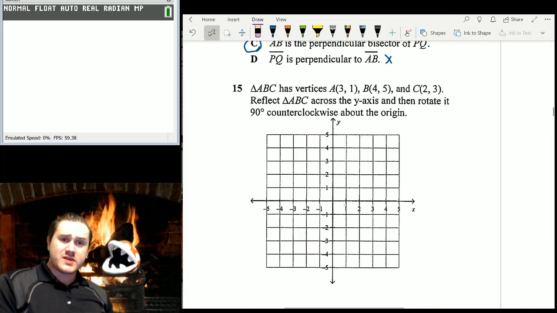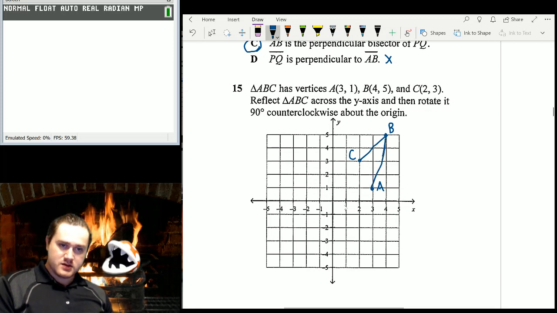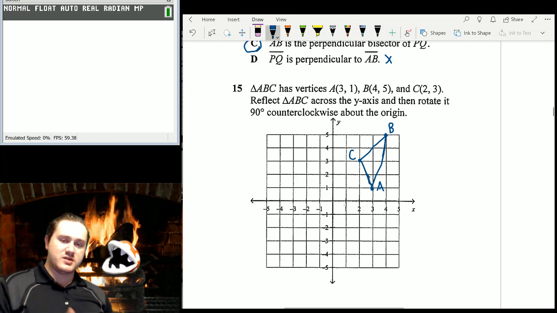Number 15 has triangle ABC with vertices 3, 1 for A, 4, 5 for B, and 2, 3 for C, being reflected across the y-axis and then rotated 90 degrees counterclockwise. So basically on this one, you're going to have multiple choice. You figure out which one it is off of those ones. But since we don't have the luxury of the multiple choice on this part, we're actually going to look at it and do it the right way.